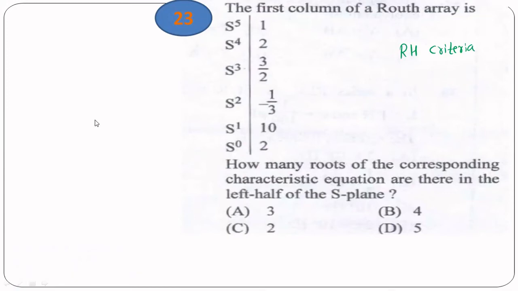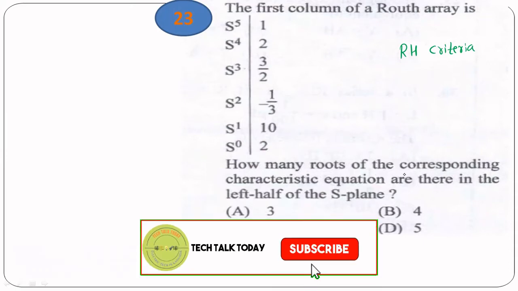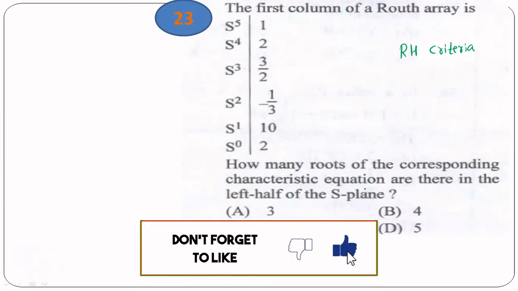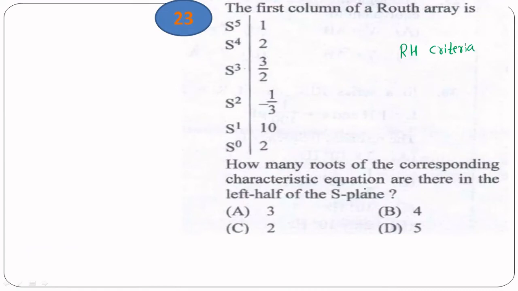So the first column of the Routh array is given, and we are asked how many roots of the corresponding characteristic equation are there in the left half of the S plane. Let us look into the solution, friends.